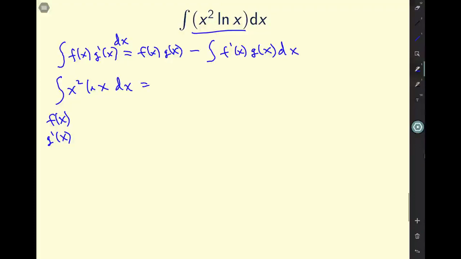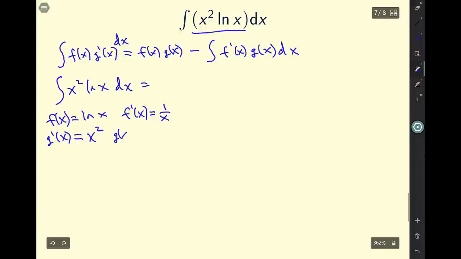So I think g prime of x here is going to have to be x squared. It's got to be x squared, which means that f of x is going to be log of x. Now, I'm not too worried about log of x, because that means that f prime of x is going to be just 1 over x. But g of x is going to be the integral of x squared, and that's going to be x cubed over 3. So I'm a little worried about that, but let's see how it goes.